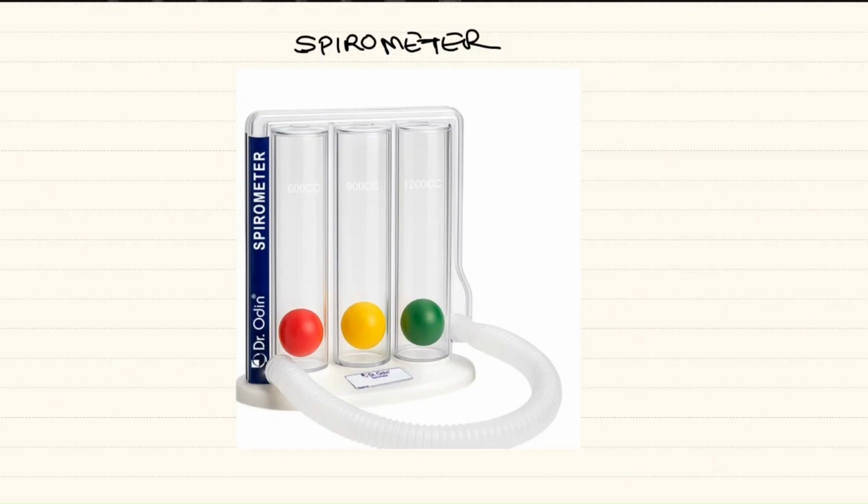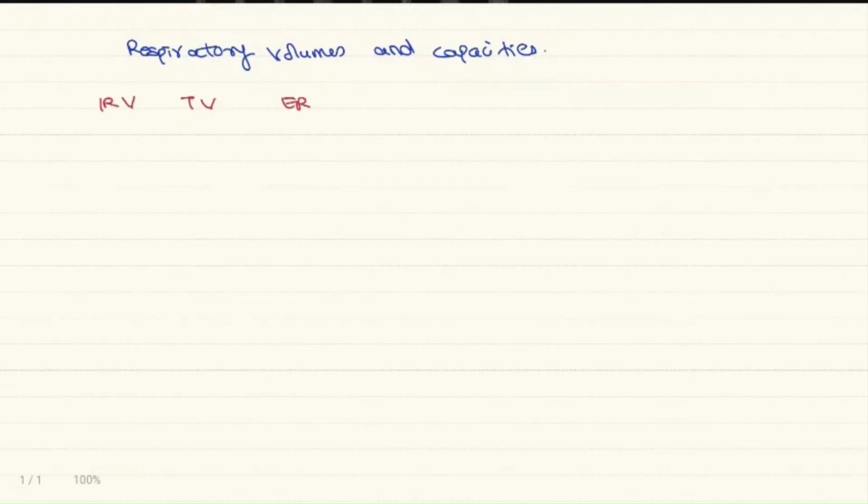So here you can see the picture of a spirometer, and this is used to measure the volume of the air involved in breathing. This helps in the clinical assessment of the pulmonary functions. Let's move on to another interesting topic which generally confuses you during the NEET examination, that is the respiratory volumes and capacities. There are basically four volumes: the tidal volume, the inspiratory reserve volume, the expiratory reserve volume, and the residual volume.